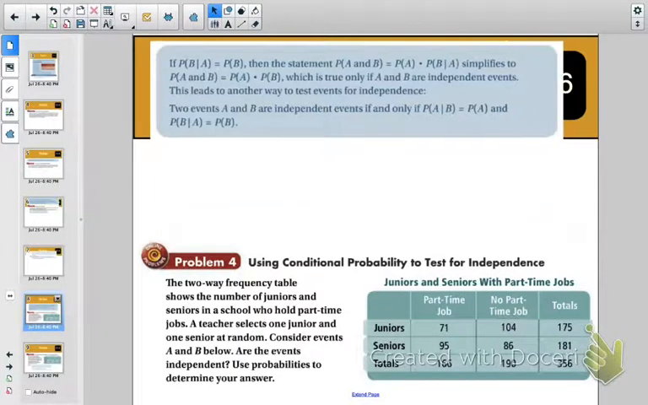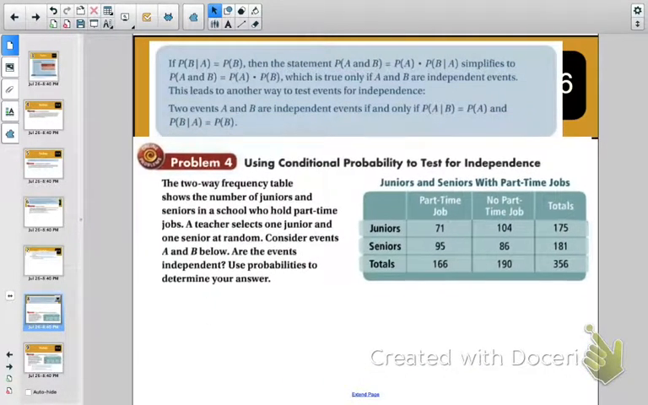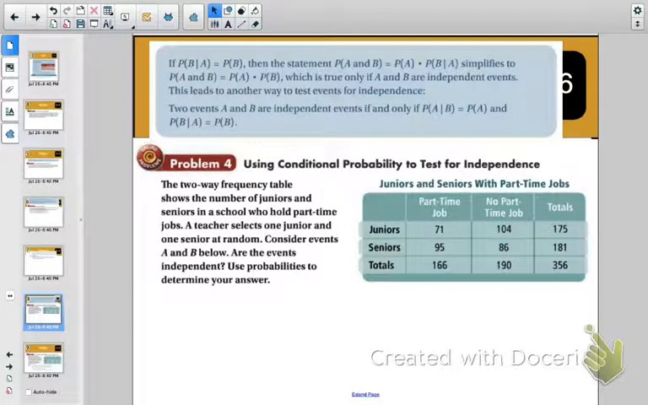Let's give ourselves some room again. If probability B given A equals probability of B, then the statement probability of A and B equals yada yada yada simplifies to just probability of A times probability of B, which is true only if A and B are independent events. This leads to another way to test for the independence of events. You can test if A and B are independent events if and only if, which is a biconditional there, probability of A given B equals the probability of A, and the probability of B given A equals probability of B. And those both need to be true, so you have to check both of them.